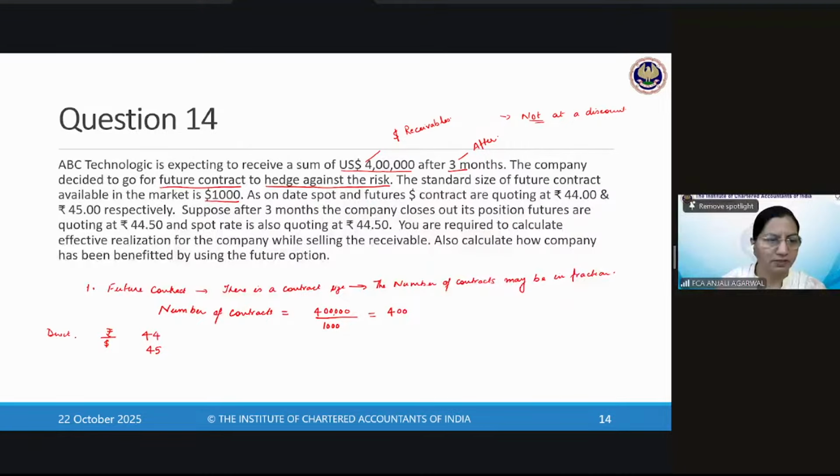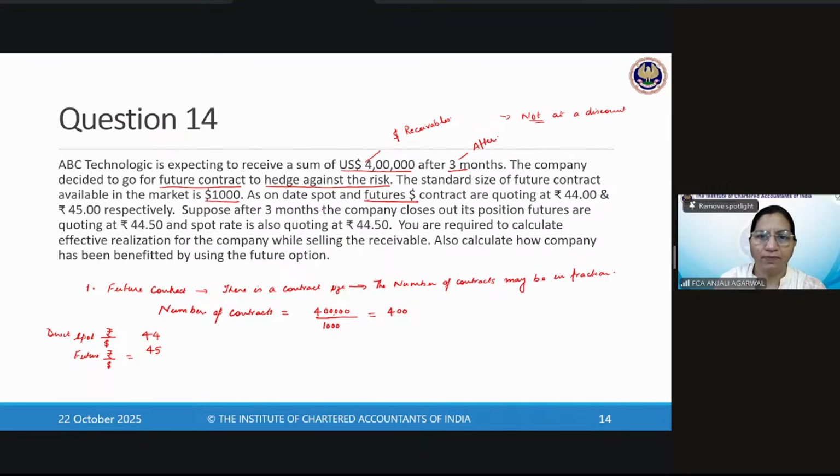So spot is 44 and future is 45. Dollar futures. Okay. So your currency is dollars and you have dollar futures. So because your fear is what? That the currency should not go down. It should not decrease, right? That means at present it is high. It should not go down.